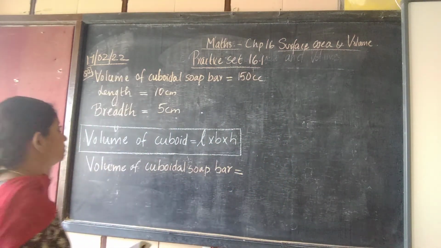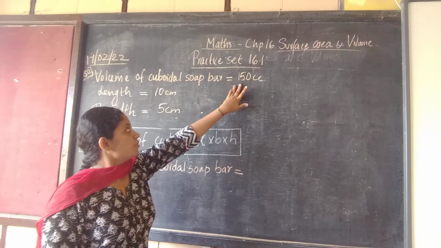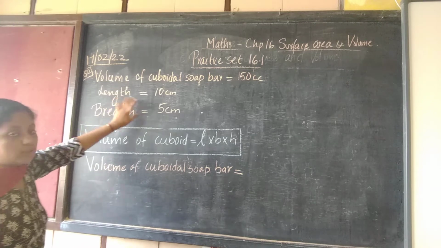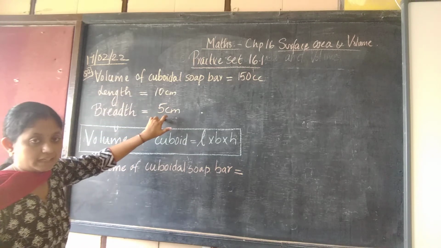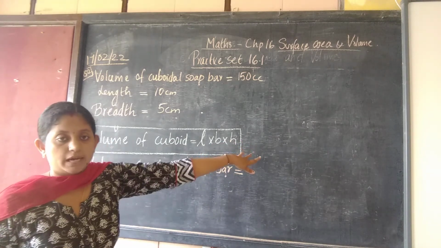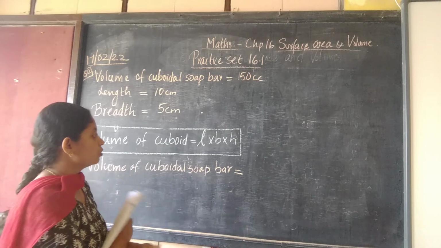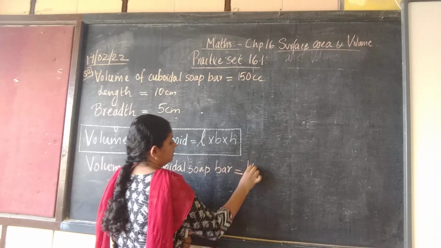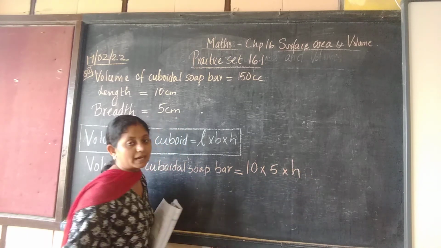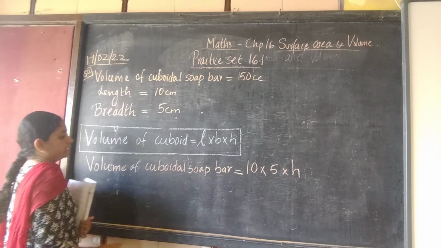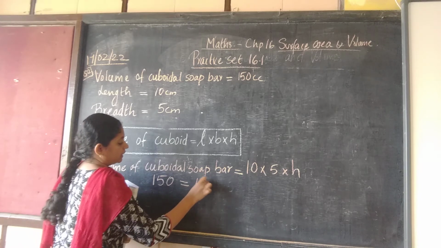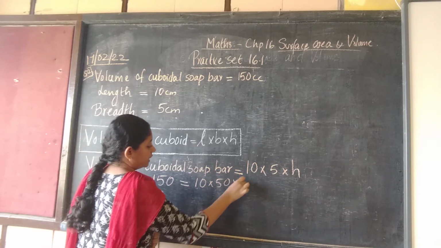Now here what is given? Volume of cuboidal soap bar is 150 cc, that is cubic centimeter. Length 10 centimeter, breadth 5 centimeter. And volume of cuboid, you have to write the formula, length into breadth into height. Then volume of the cuboidal soap bar: length is 10, breadth is 5, and height not given, we put it as h. Volume we have been given is 150.